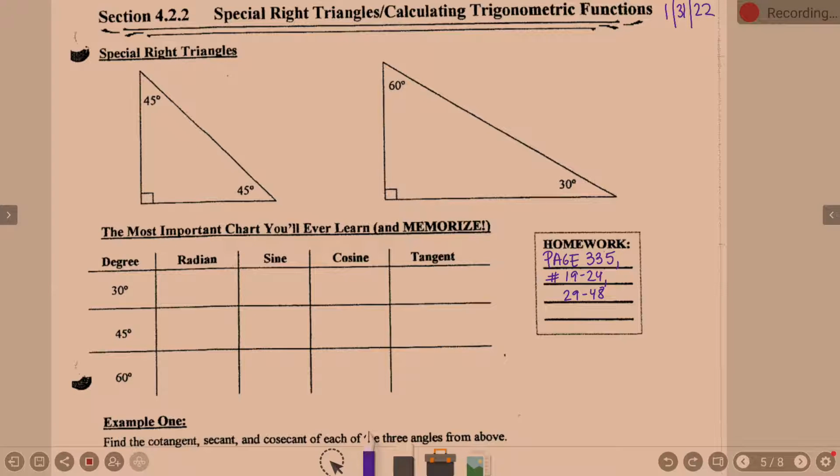Okay, lesson 4.2.2, special right triangles and calculating trigonometric functions.